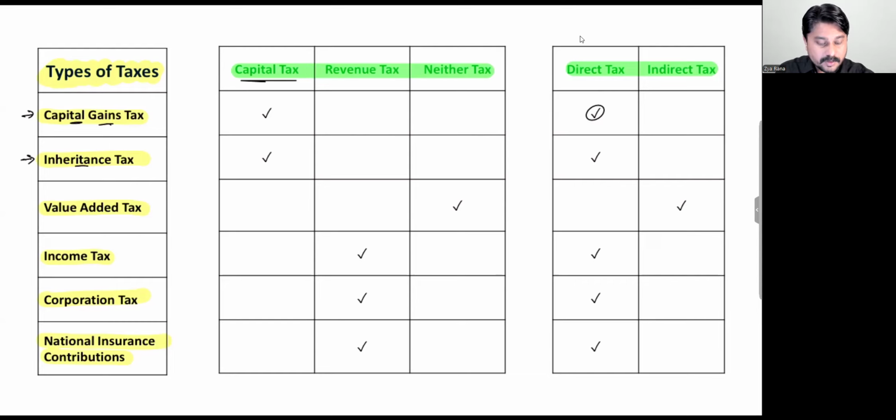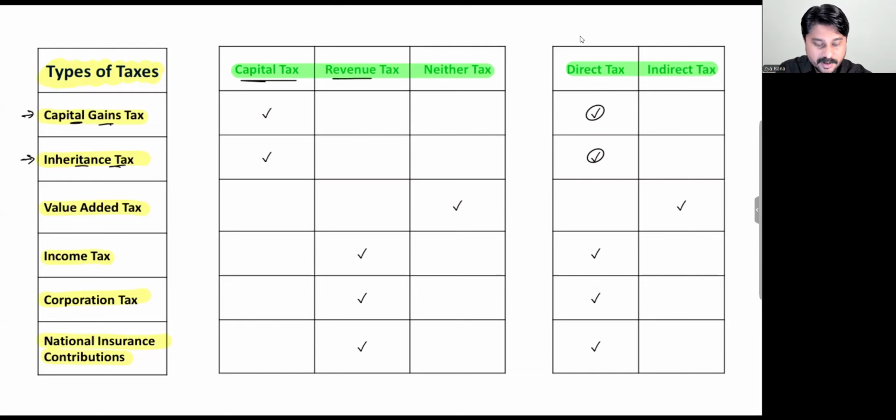Thereafter, if we talk about inheritance tax, then again, when the estate is transferred at time of a person's death, when the estate is transferred to other persons, on the value of the assets, inheritance tax is applicable. So that's the reason it's a direct tax. So why are these two taxes capital taxes? Because non-current assets are involved. And why are these two taxes direct taxes? Because these are directly applicable on the gains or the value of the assets.